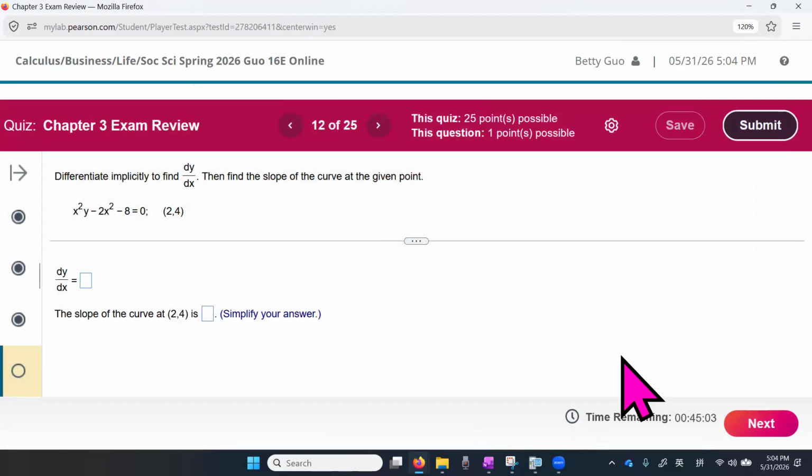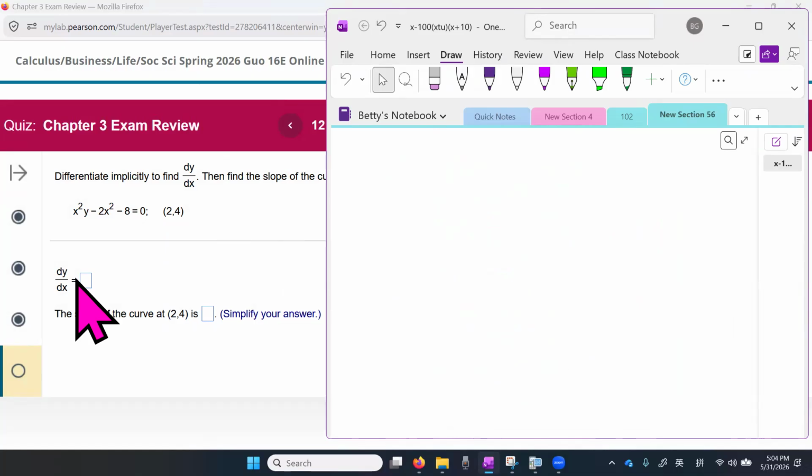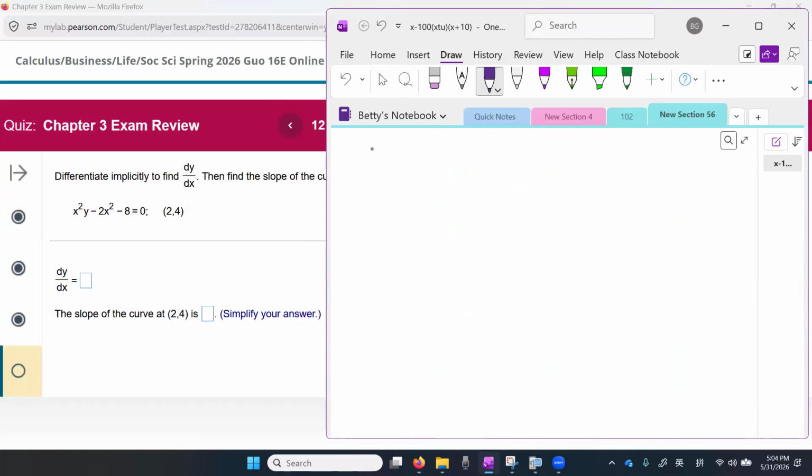Next, question number 12. Differentiate implicitly. Okay, let's see. So we are taking the derivative of each side of the equation with respect to x. All right, that's very important to keep in mind. x squared y minus 2x squared minus 8 equals 0. Okay, so we're going to take the derivative of the left side and right side with respect to x.